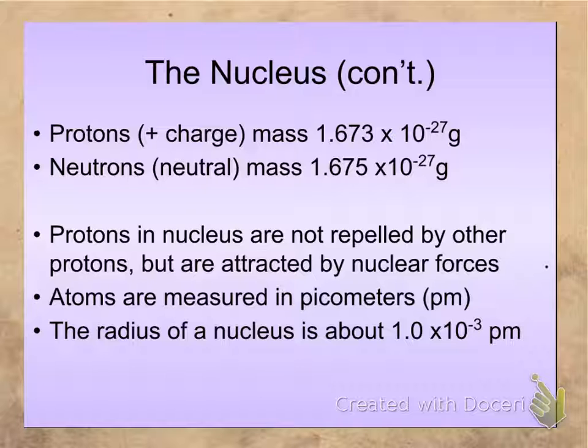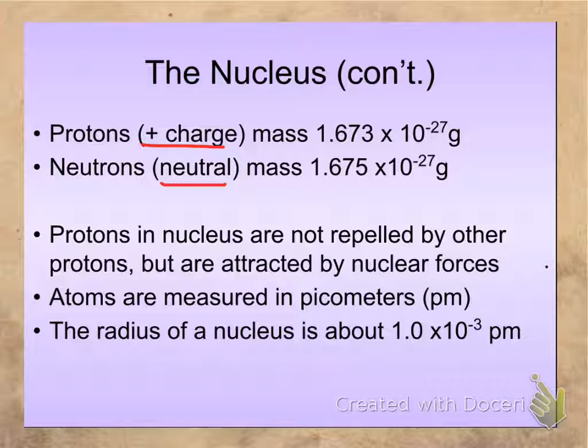So let's talk about the nucleus. Protons have a positive charge. Being pro something means you're positive about it. And neutrons are neutral. They have no electrical charge. Protons have a mass of 1.63673 times 10 to the negative 27th grams. And neutrons have a mass of 1.675 times 10 to the negative 27th grams. Those are some pretty small masses.